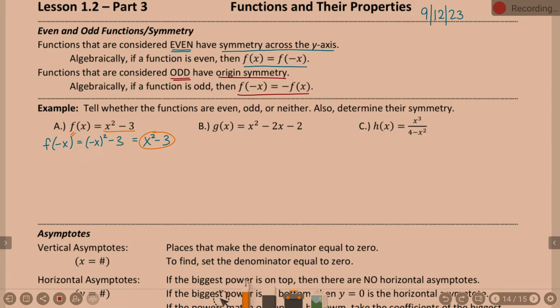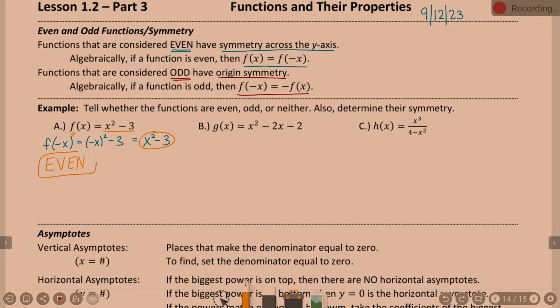This graph is even. I don't have to go any farther. Once I find that f of x equals f of negative x, I stop there and I know that my graph is even. Your graph cannot be even and odd at the same time. So I'm done right there and I know that my graph is even.